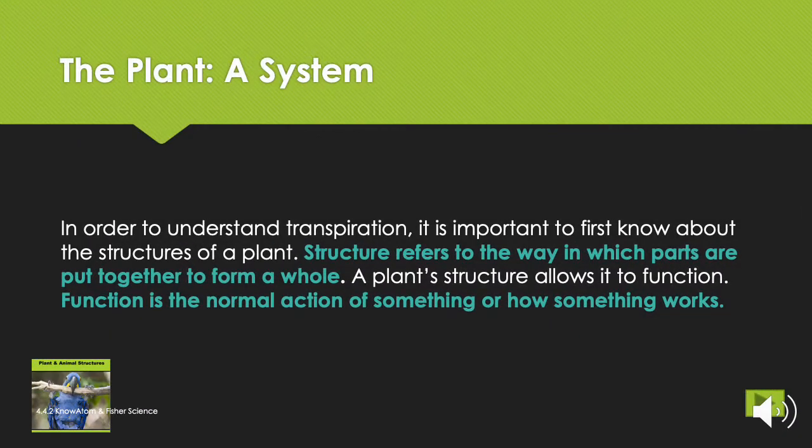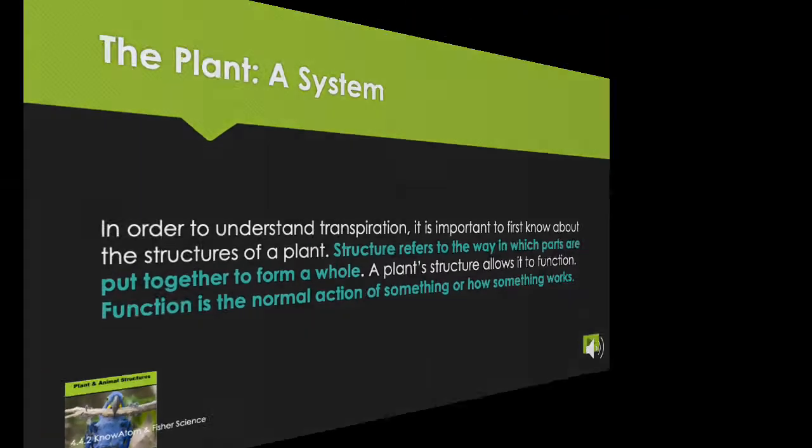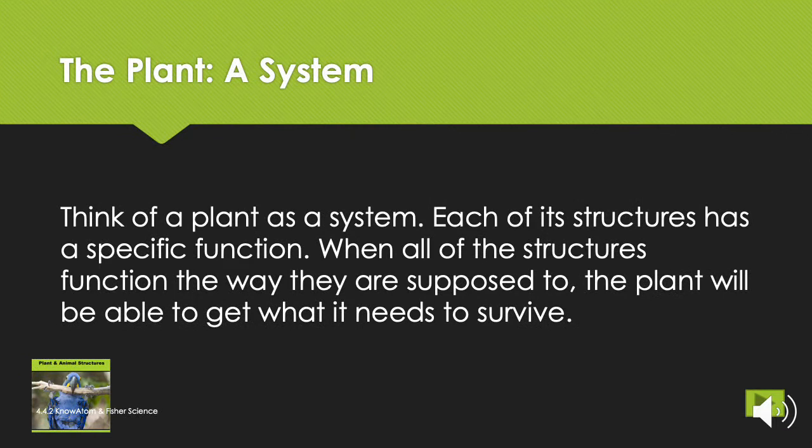In order to understand transpiration, it is important to first know about the structures of a plant. Structure refers to the way in which parts are put together to form a whole. A plant's structure allows it to function. Function is the normal action of something or how something works. Think of a plant as a system. Each of its structures has a specific function. When all of the structures function the way they are supposed to, the plant will be able to get what it needs to survive.